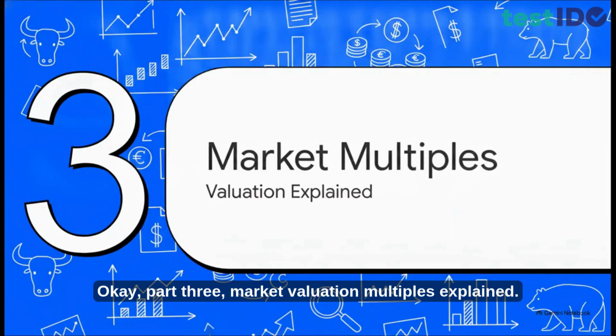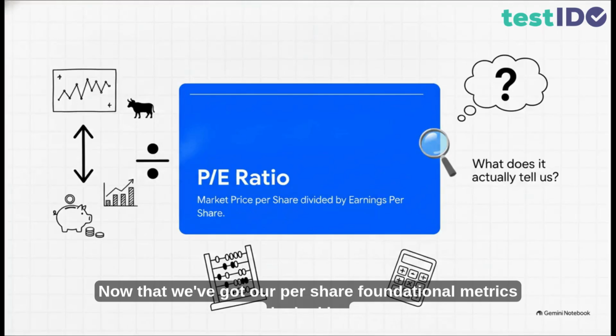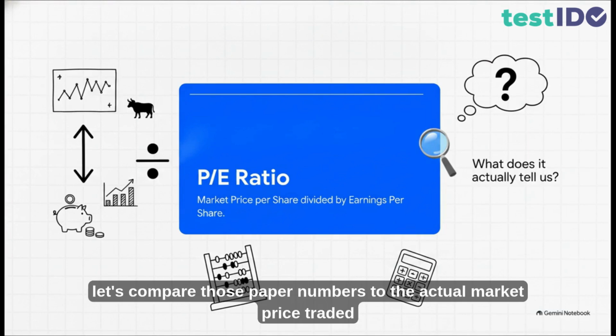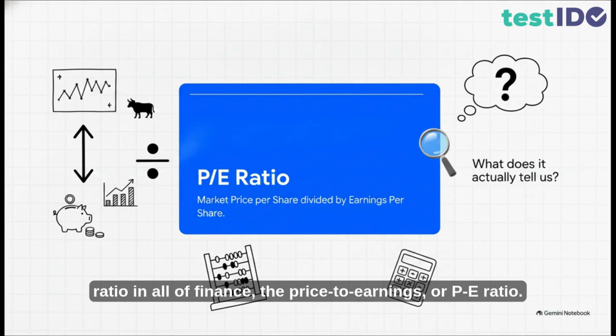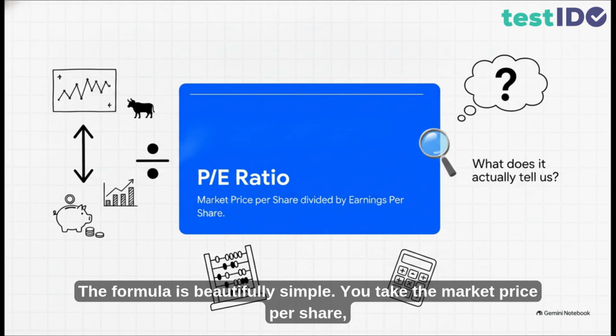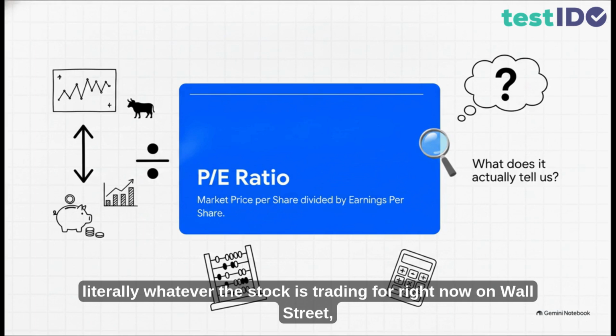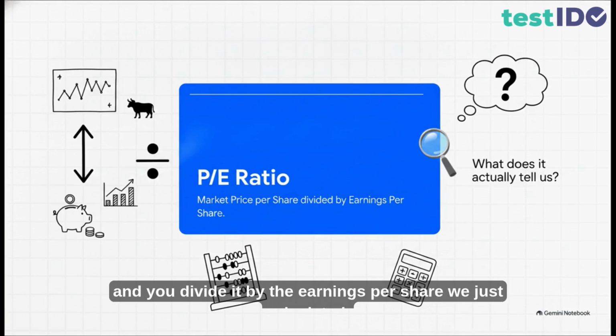Okay, part 3, market valuation multiples explained. Now that we've got our per-share foundational metrics locked in, let's compare those paper numbers to the actual market price traded out there on the stock exchange. First up is arguably the single most famous ratio in all of finance, the price to earnings, or PE ratio. The formula is beautifully simple. You take the market price per share, literally whatever the stock is trading for right now on Wall Street, and you divide it by the earnings per share we just calculated.